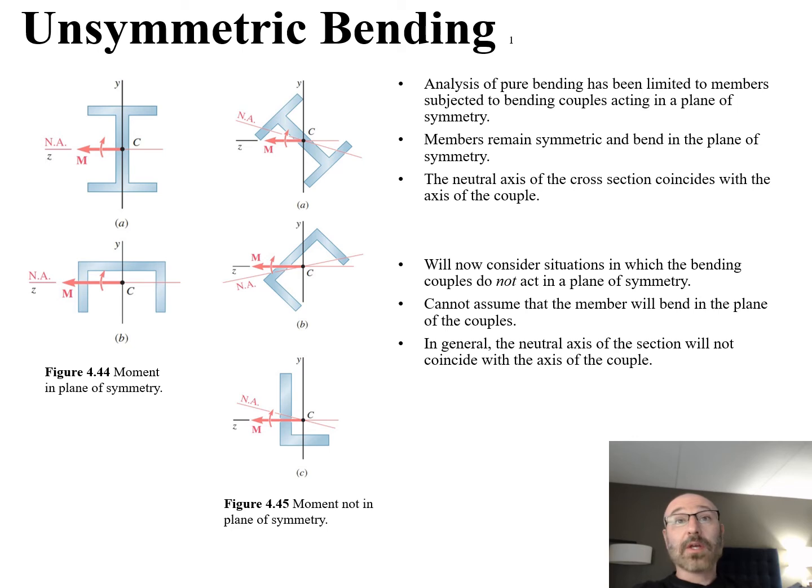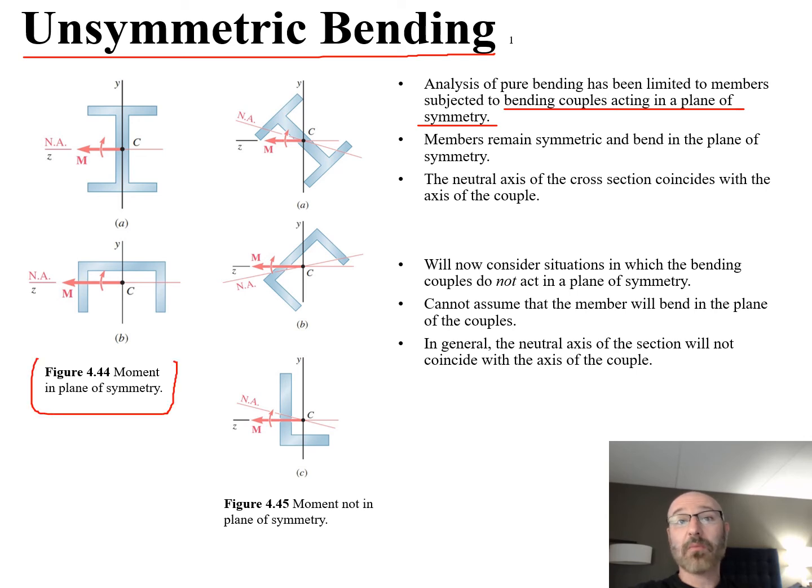So now I want to take a look at unsymmetric bending. This relates back to section 4.8 in your textbook. As we look at this, let's first take a look at the analysis of pure bending that has been limited to members subjected to bending couples acting in the plane of symmetry. This is illustrated in figure 4.44.